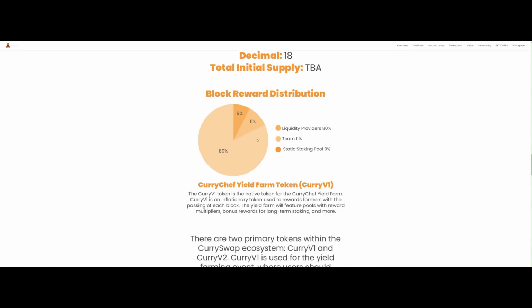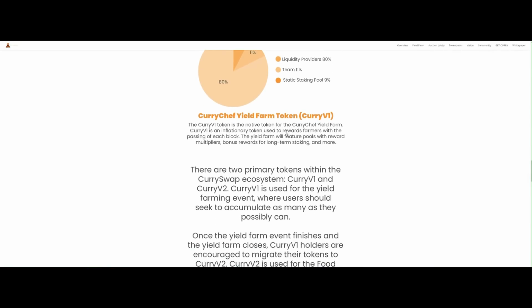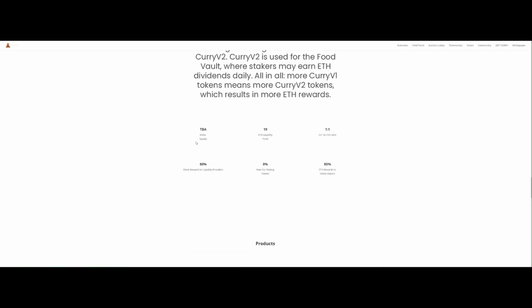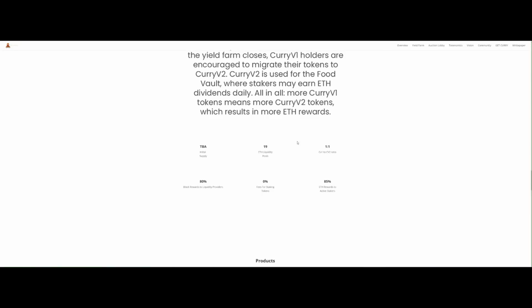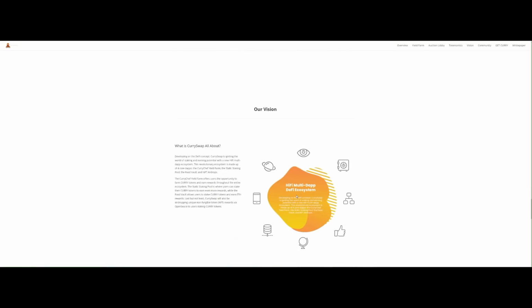Only 11% goes to the team, so very humble amount. And they also have 9% going to the staking pool, the static staking pool to be exact. So very exciting, guys, the way they're actually breaking this apart. And again, we're very excited to see what the initial supply is. They have already 19 Ether liquidity pools, so good number there. You see the CV1 to CV2 ratio, block rewards to liquidity providers, the fees for staking tokens. So very good all around.